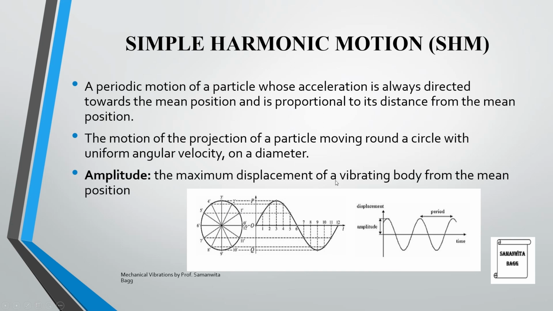Amplitude is the maximum displacement of a vibrating body from the mean position. So this central line is, say, the mean position. You can see here this is the maximum amplitude, and this is the maximum amplitude on the other side. So this is one amplitude and this is the other amplitude. Same way for this one, this particle here, this is the amplitude which you can see on both the ends.